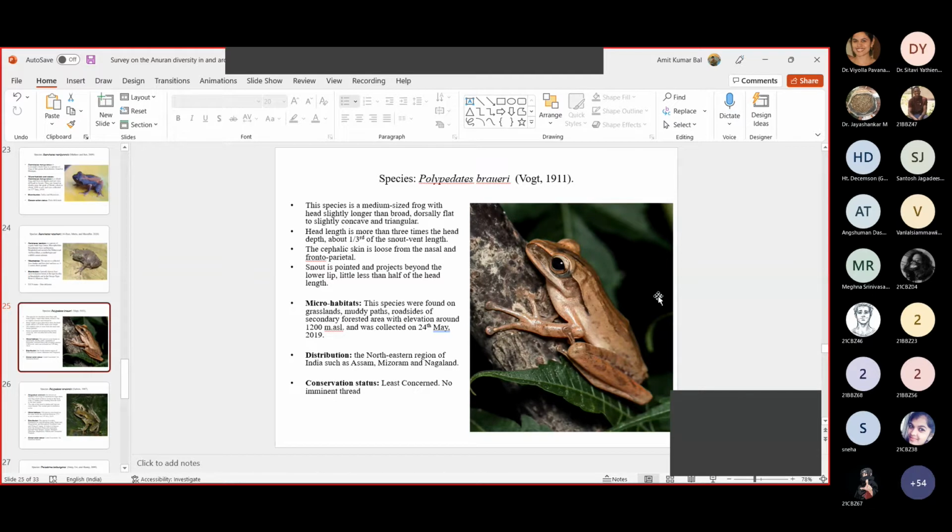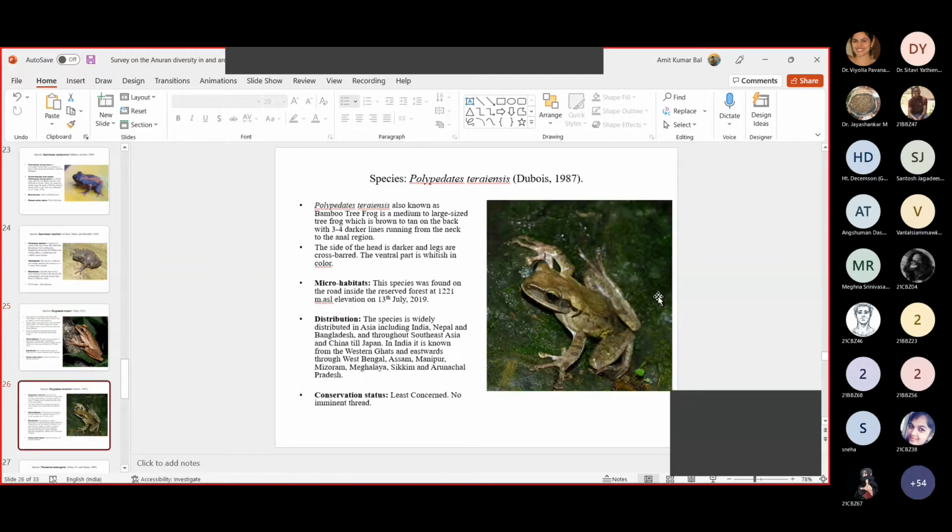1200. And here, the Polypedates teraiensis. It's also known as the bamboo tree frog. It is a medium to a large sized tree frog which is brown to tan on the back and the side of the head is darker and legs are cross-barred. They are distributed throughout Southeast Asia including India, Nepal and Bangladesh.